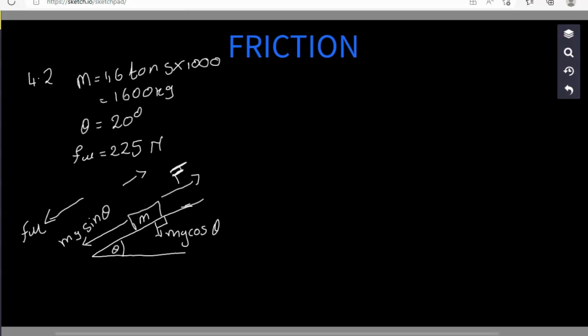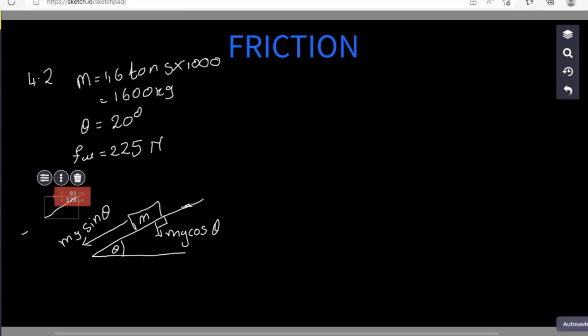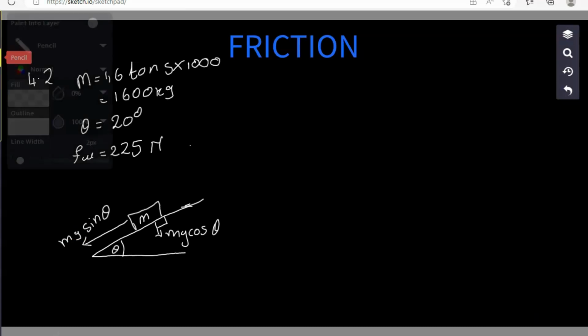This is what they are giving to us. So we cannot include the frictional force just yet. The diagram is like this. This is what they are giving to us, and there is normal reaction.